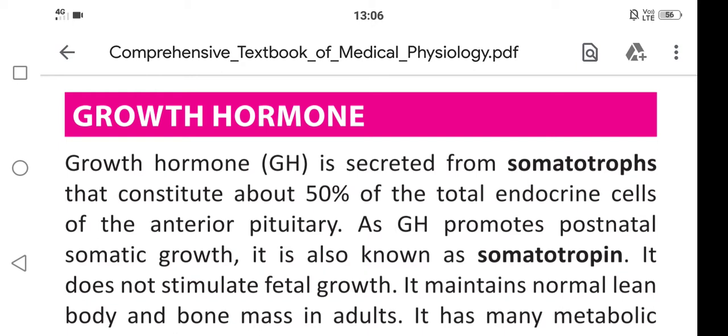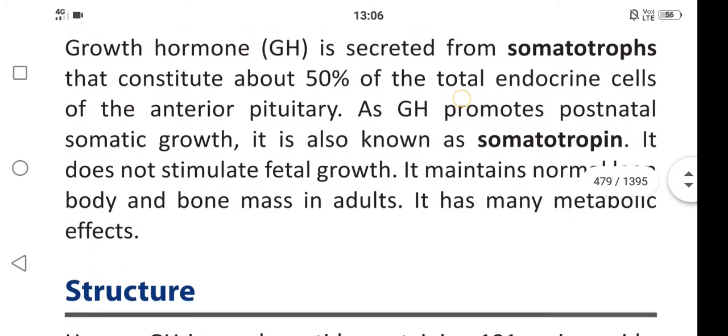Growth hormone is secreted from somatotrophs that constitute about 50% of the total endocrine cells of the anterior pituitary. As growth hormone promotes postnatal somatic growth, it is also known as somatotropin. It does not stimulate fetal growth. It maintains normal lean body and bone mass in adults. It has many metabolic effects.